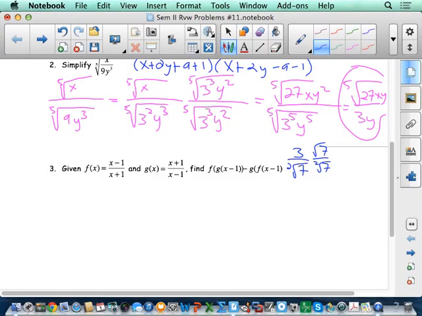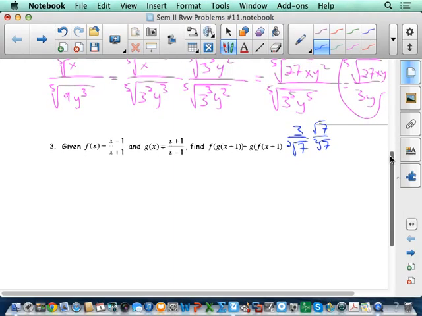Okay, this one's really tedious. Anyone get it? Kill me now.